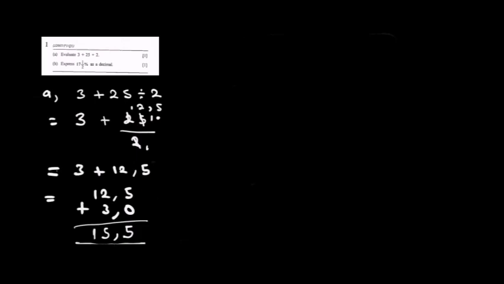For example, someone might have said 3 plus 25 divided by 2. So 25 plus 3, 25, 26, 27, 28. So it's 28 divided by 2. So this particular person started off by adding before dividing. A violation of either BODMAS, or the law of precedence. So now 28 divided by 2. This is 28 over 2.